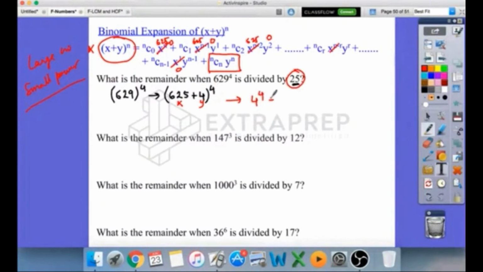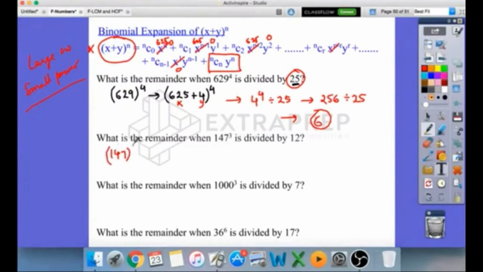4 power 4 is equal to 256. Divided by 25, what's the remainder? 6. That's your answer. Now since I gave you the reason, the second one would be easy.